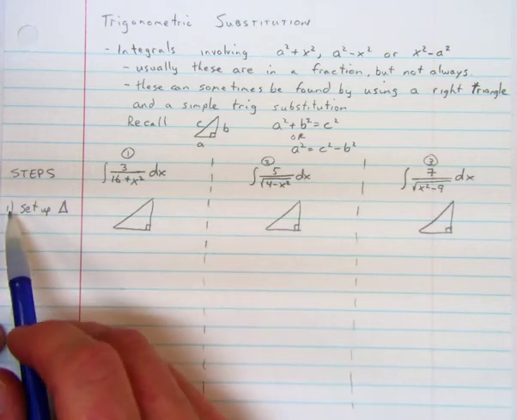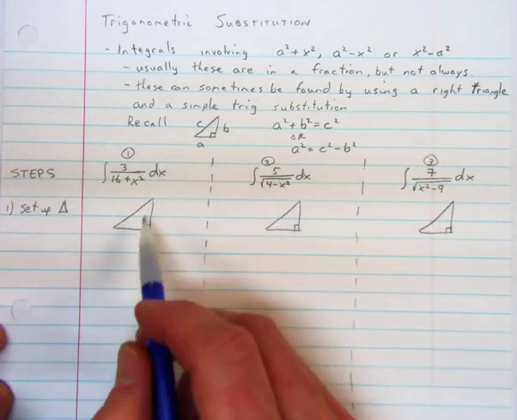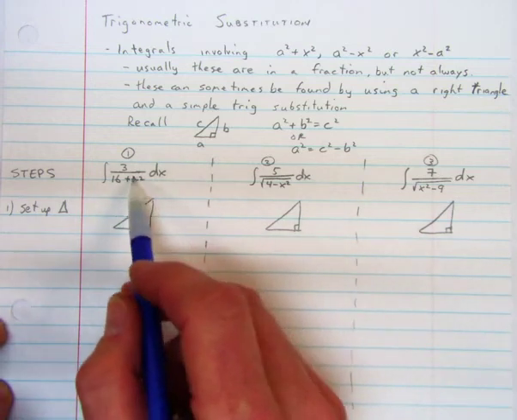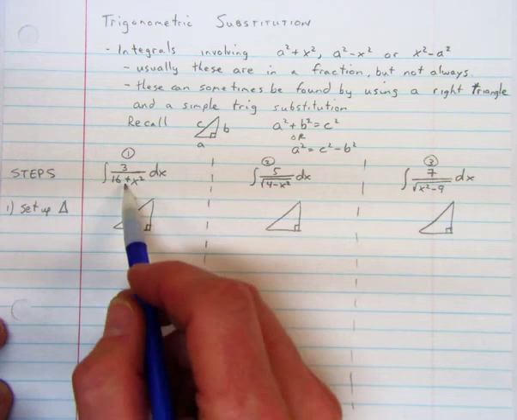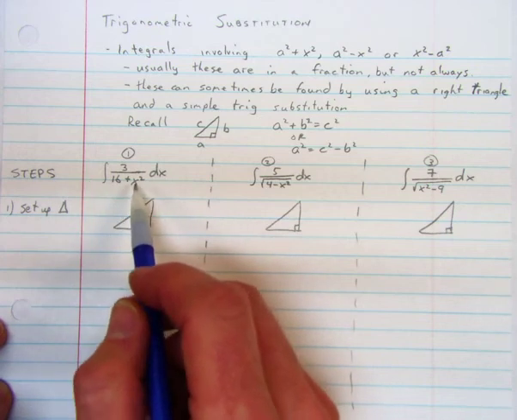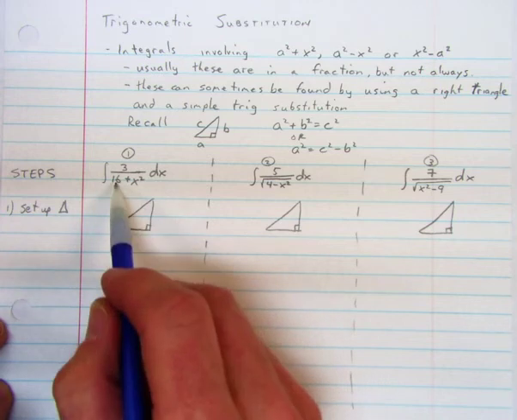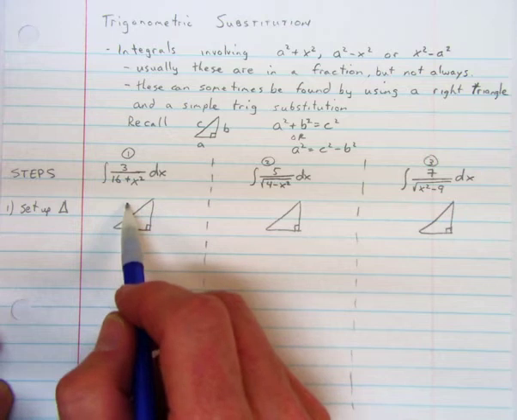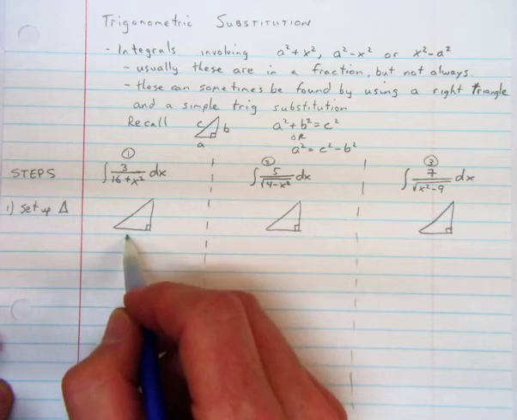Here are the steps. Number 1, set up a triangle. So after we write the problem down, we're going to draw a right triangle and we're going to label it. How do we know what to label it? I'm going to look at the bottom here and I see 16 plus x squared. Well, since we know the right triangle, what has to be the sides of this triangle? The legs will be 4 and x, and then we'll be able to figure out the hypotenuse. It could be 4 here and an x, or it could be 4 and x, and we can have it switch.